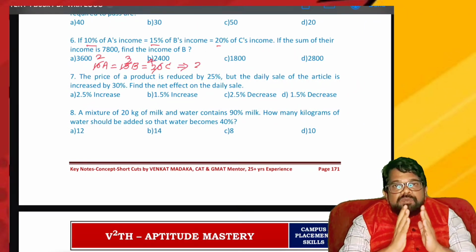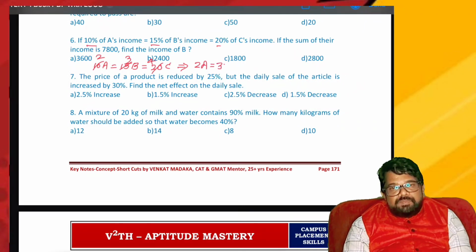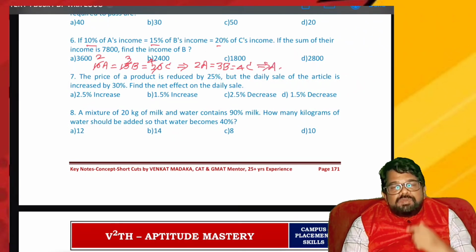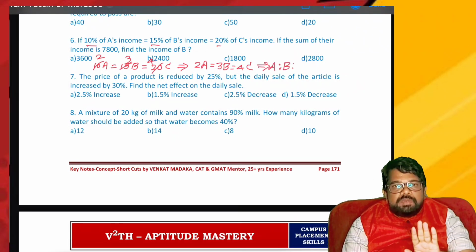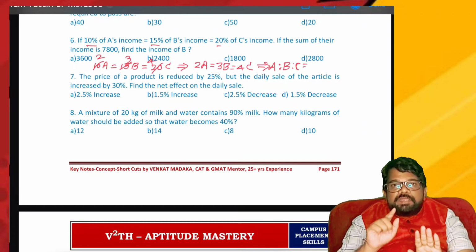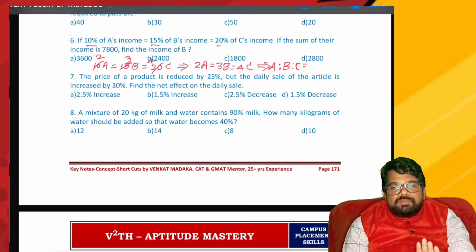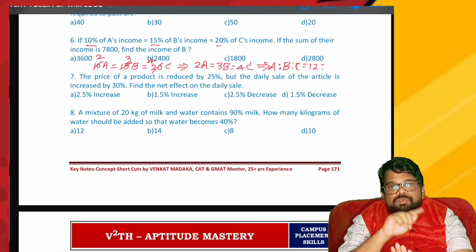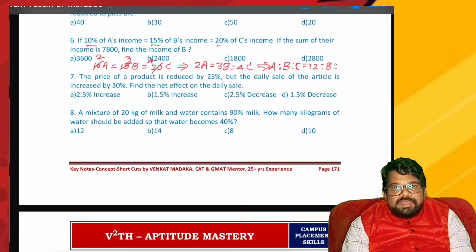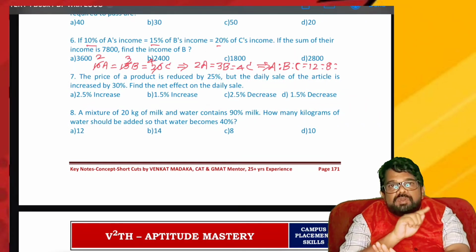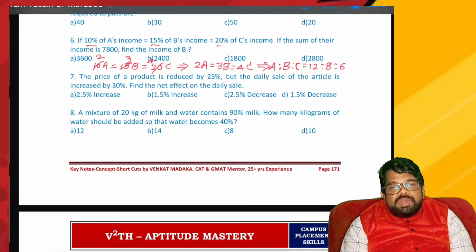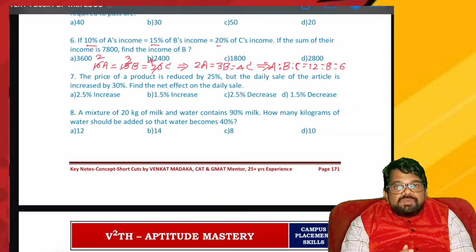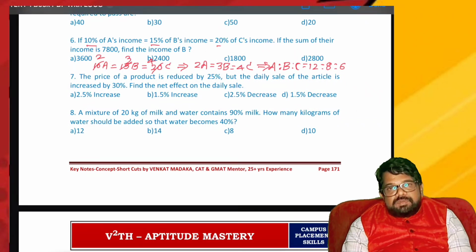Immediately calculate A is to B is to C. How can you calculate if 2A equals 3B equals 4C? Then what is A is to B is to C? To get A, close A. That is the shortcut. Close A and take the product of these two: 3 into 4, 12. To get B, close B and take the product of these two: 2 into 4, 8. To get C, close C and take the product of these two: 2 into 3, 6. So A is to B is to C is 12 is to 8 is to 6.